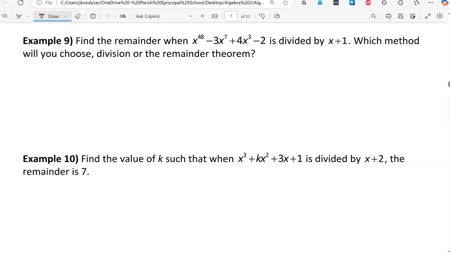Which method should we use? Where we're going to actually do a division, or are we just going to use the remainder theorem? Well, if we do division, don't write this down, I would have negative 1 in the little box as the 0 of the divisor, and I would have 1 for the x to the 48th term as my coefficient. Then I'd have 0 for the x to the 47th term, 0 for the x to the 46th term, 0 for the x to the 45th term. You see where this is going. I'm going to need a much wider paper in order to be able to perform this entire division, and I'm probably going to give up at some point and say I'd really rather not.